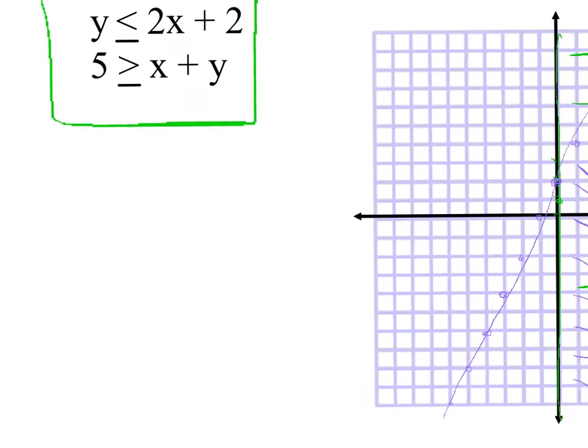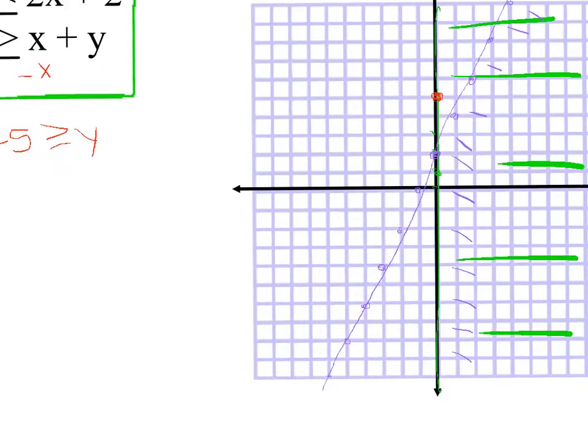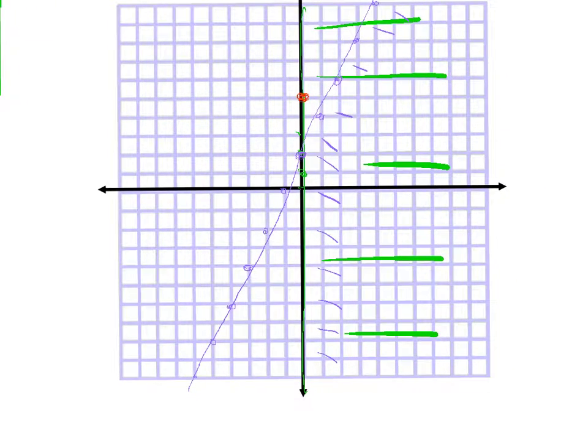And then for my last one, I have to do a little math here. So let's go with a red. I'm going to move the x over. So I get negative x plus 5 is greater than or equal to y. So my y-intercept is 5. 1, 2, 3, 4, 5. And my slope is negative 1. Let me move back over here. My slope is negative 1. So we see where those intersect.